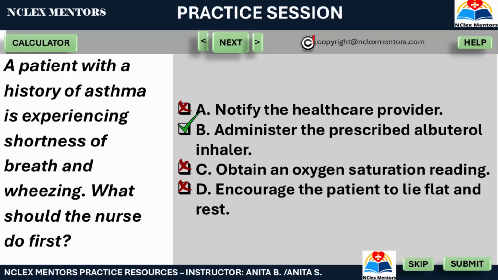The correct answer to this question is option number B. Administer the prescribed albuterol inhaler. Here, there is a need of patient safety. Immediate intervention is needed to open the airways. So, why not A? A is incorrect here because we notify the provider only after initial interventions. Why not C? It's because oxygen saturation can be assessed later, action is needed first. And why not D? It's because lying flat could worsen breathing difficulties.